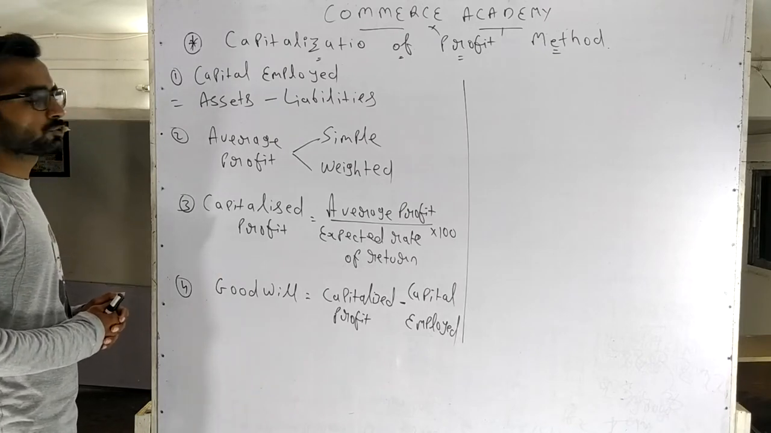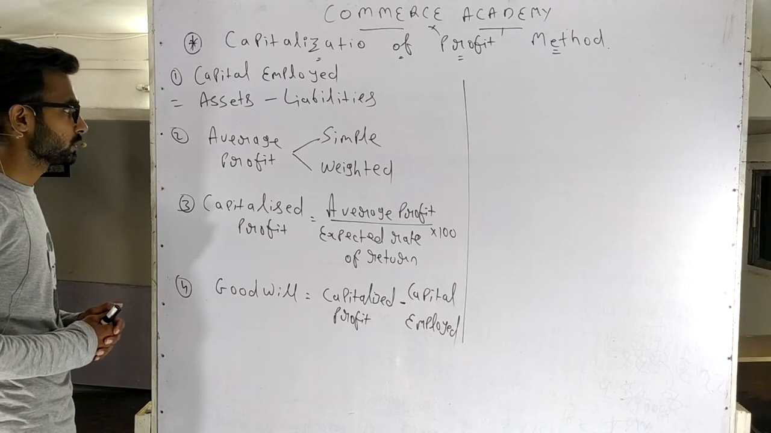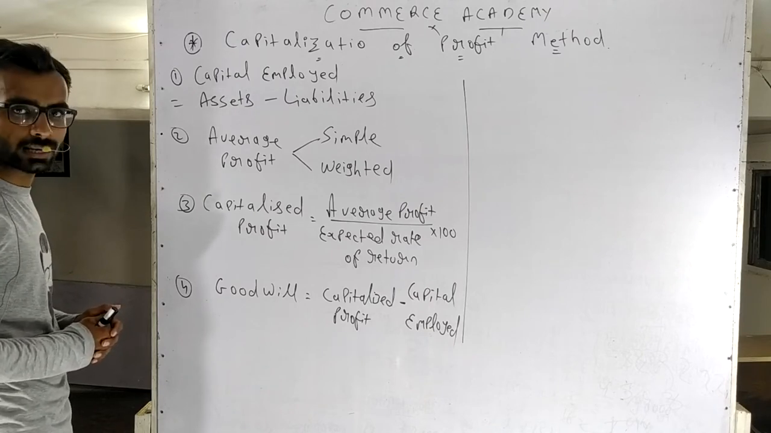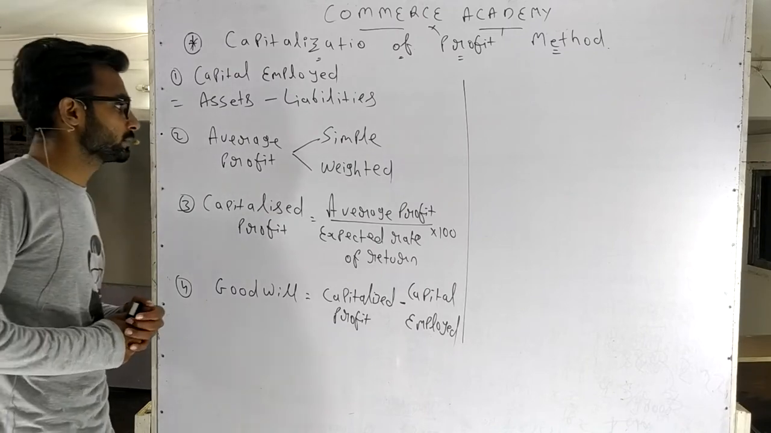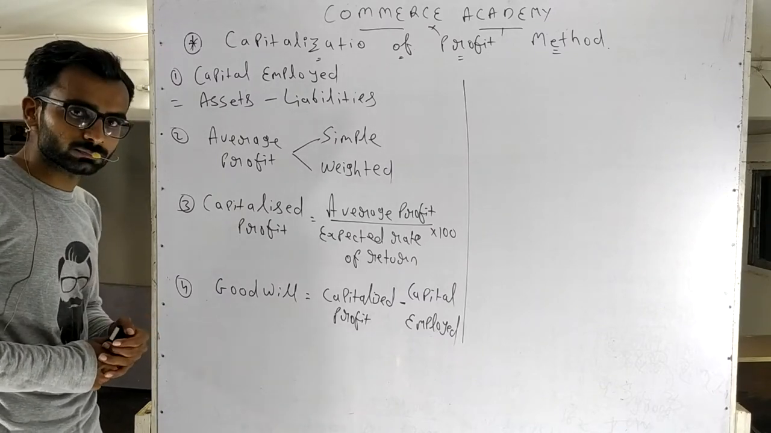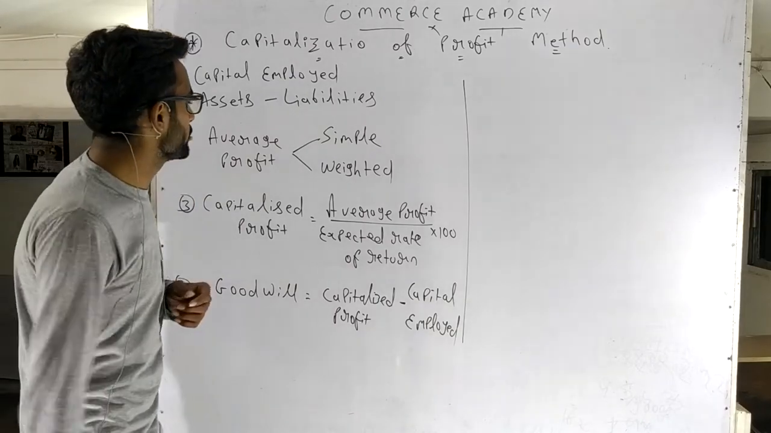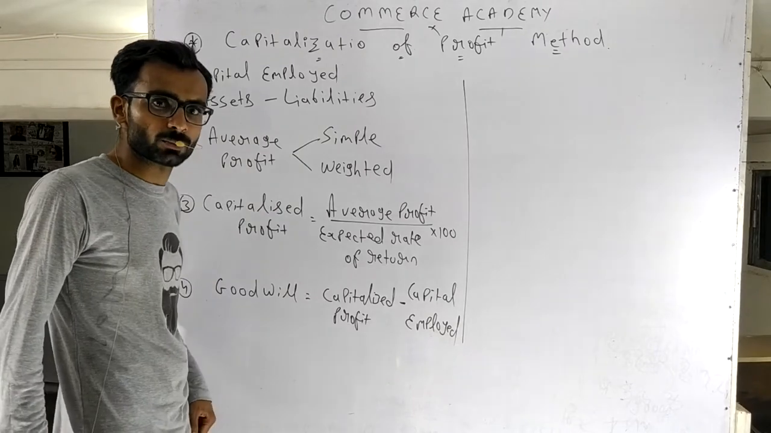First step is you have to find capital employed, which you will get by assets minus liabilities. Second thing, you will have to calculate average profit. We know that we can calculate the average profit by 2 methods: simple average profit method and the weighted average profit method.